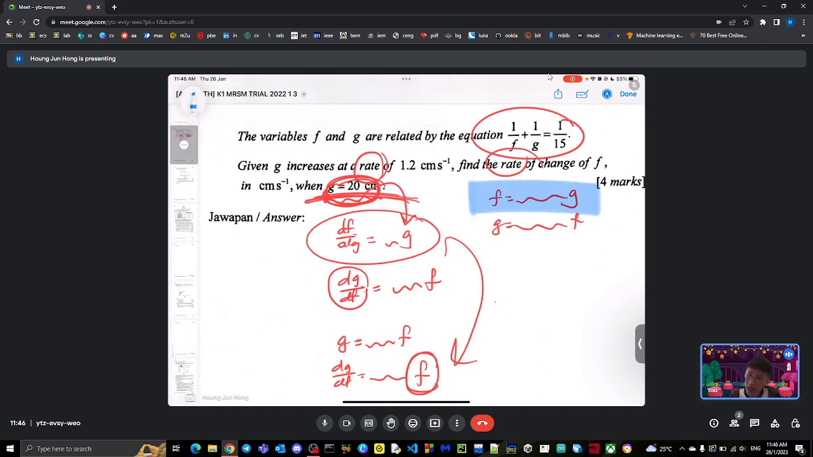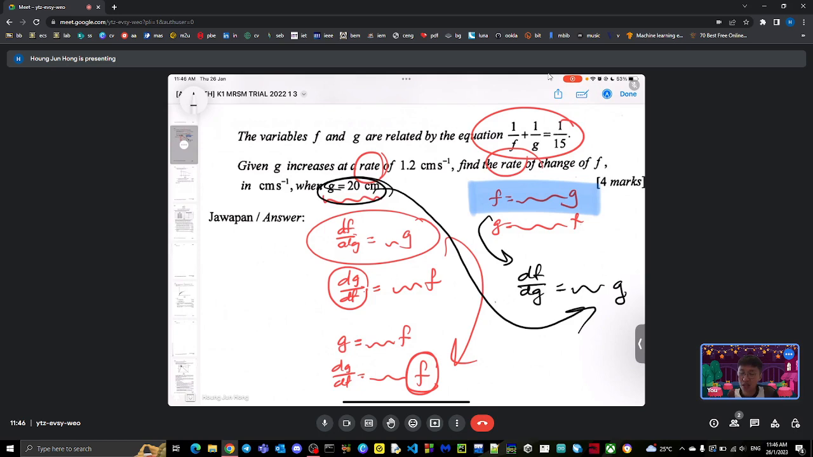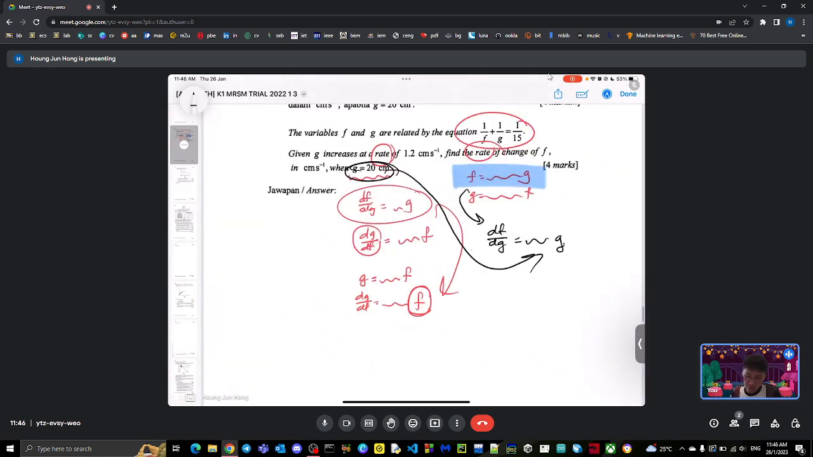Why? Because if you have F in terms of G, you can always find df/dg, which is also in terms of G. And then you can easily substitute G equals 20 into your df/dg. That makes your life a lot easier. So that's how we identify which variable to take as the subject. And now let's try to simplify.